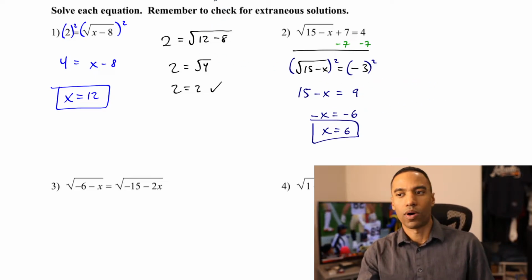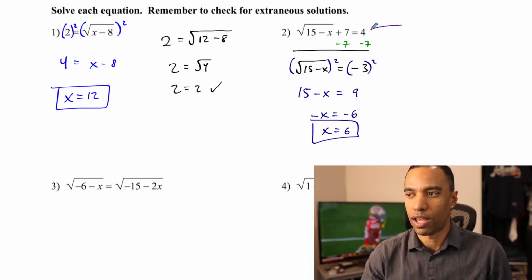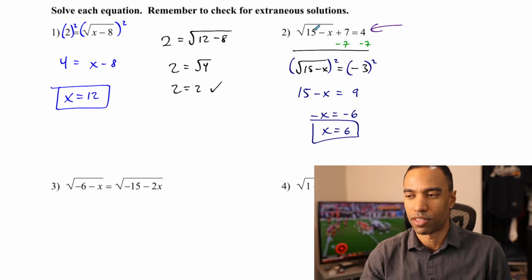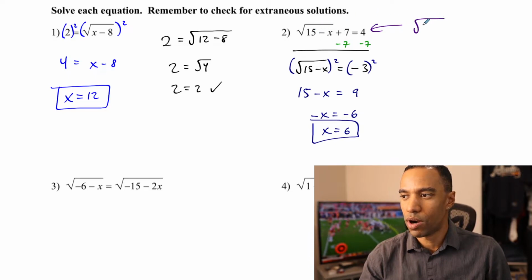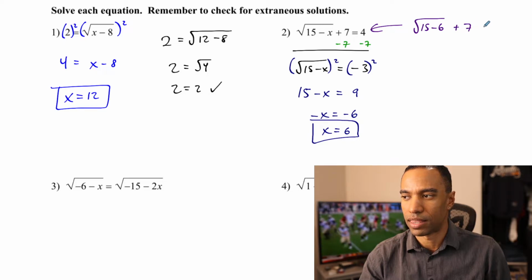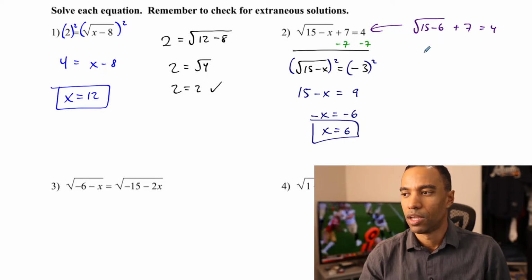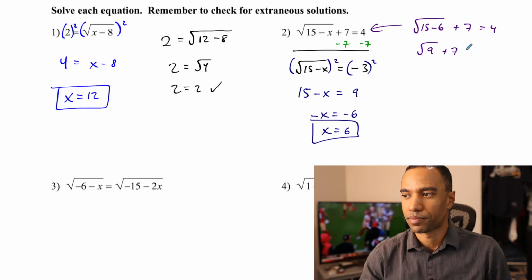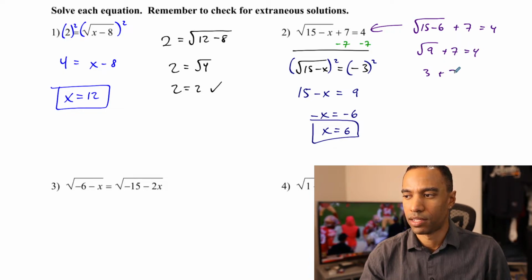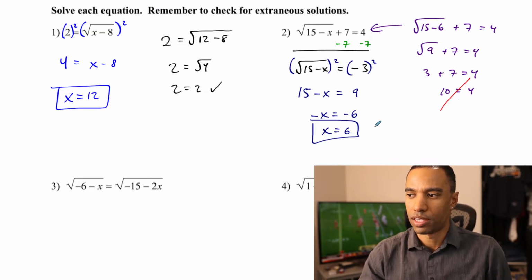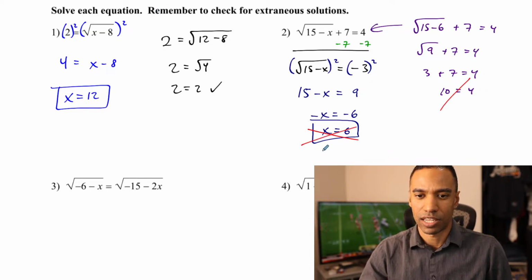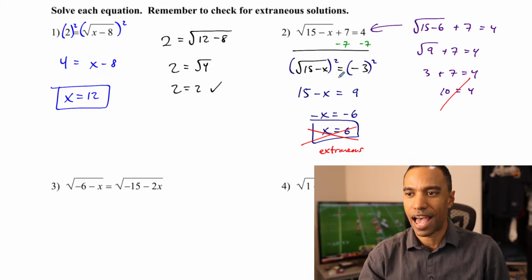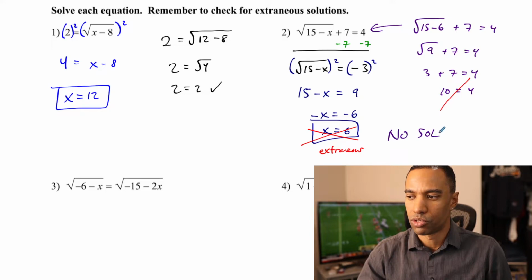Now, when you double check this one, always do it with the original, but take a look at what happens here. The square root of 15 minus 6 is the square root of 9, and the square root of 9 is 3. And that's 3 plus 7, which is 10, equals 4. Ooh, see, something went wrong there. Therefore, this is an extraneous solution. So x does not equal 6. This actually ends up being no solution. Now, what happened here?